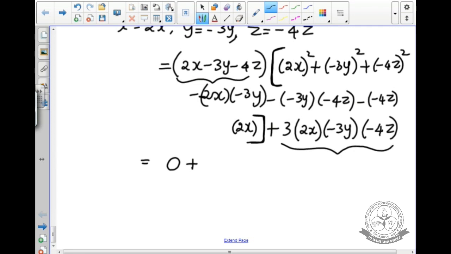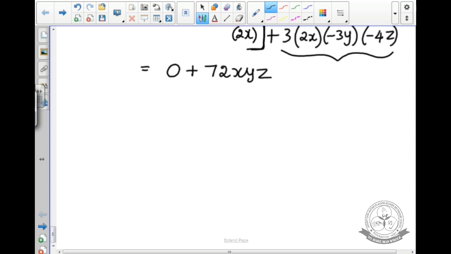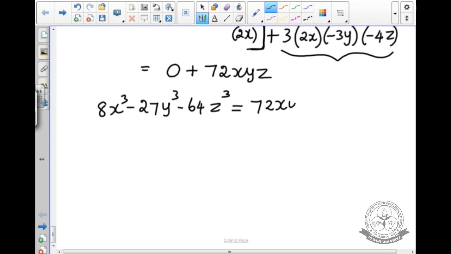So you can multiply the numbers. Here we have a 2 minus, so minus into minus is plus. So 3 2s are 6, 6 3s are 18, 18 into 4 you will get 72. So the answer is 72xyz. So the answer is 8x cube minus 27y cube minus 64z cube is equal to 72xyz. Okay, so your exercise 3.4 is over. Thank you students.